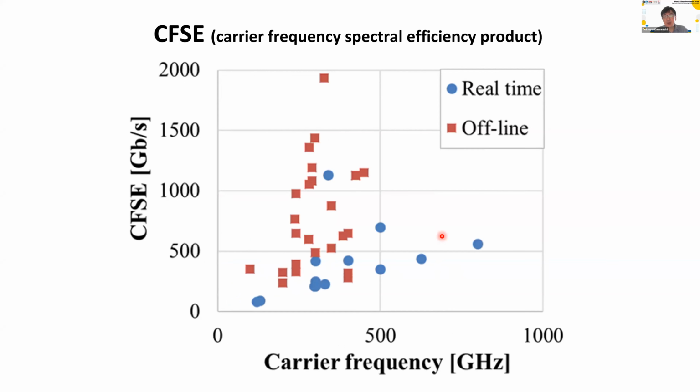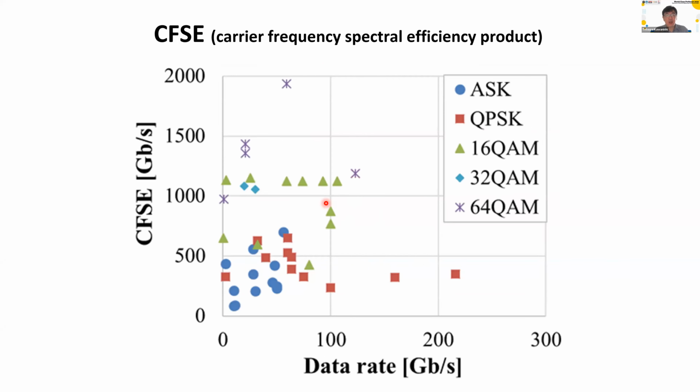Okay, so if you're interested in advanced device technology, I think you can focus on the frequency above 300 gigahertz, because due to the lack of advanced devices, we have to sacrifice the spectral efficiency. If you're interested in the implementation of the system, we can focus on the frequency band below 300 gigahertz. So CFSC would be useful to describe the research trend. Okay, that's it from me. Thank you very much for your attention.